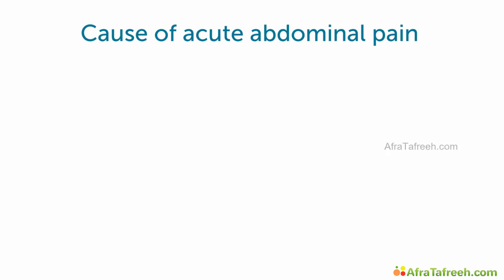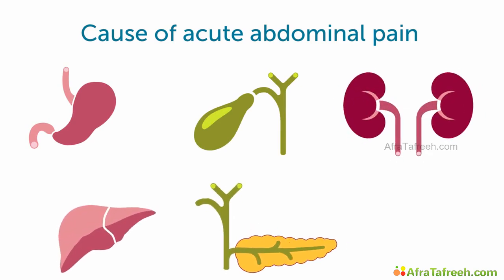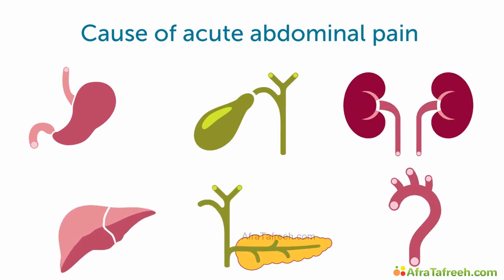There are several potential different causes for acute abdominal pain. The stomach could be affected, the biliary system, the kidneys, the liver, the pancreas, and also the abdominal aorta. I would like to talk about the kidneys in the next lecture. Where to find them, where to look, what is right and what is wrong.